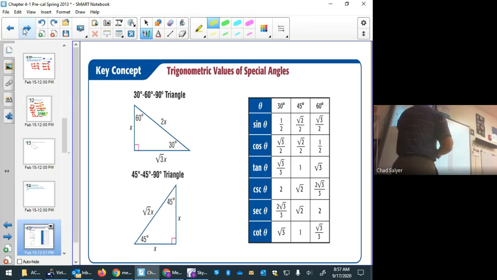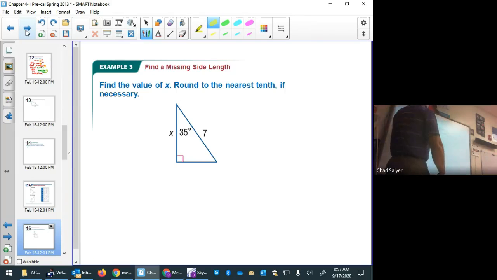All right, boys and girls, let's go on to example 3. Special angles, we've already done this part. This is how you find those first few values on the unit circle, 30, 45, 60. Find the value of x. Round to the nearest tenth if necessary.